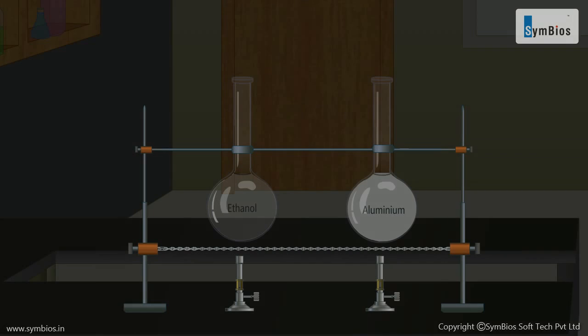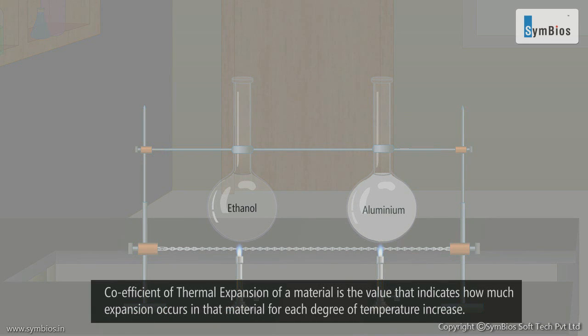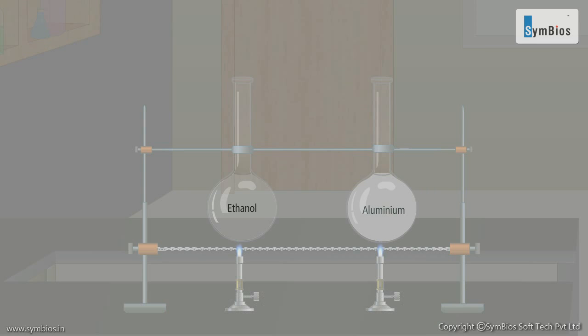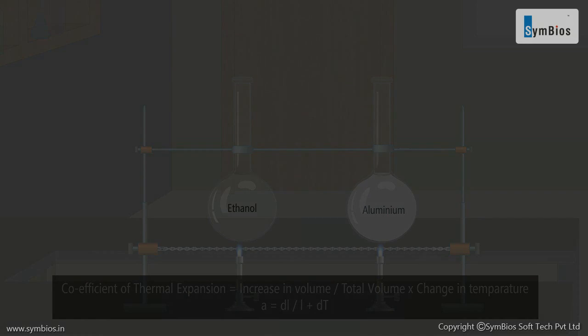Coefficient of thermal expansion. The comparison of expansion in different materials becomes clear with the help of the coefficient of thermal expansion. The coefficient of thermal expansion of a material is the value that indicates how much expansion occurs in that material for each degree of temperature increase. For example, the coefficient of thermal expansion for ethanol is much higher than that of aluminium, and this shows that ethanol expands more than aluminium when the temperature increase for both of them is the same.